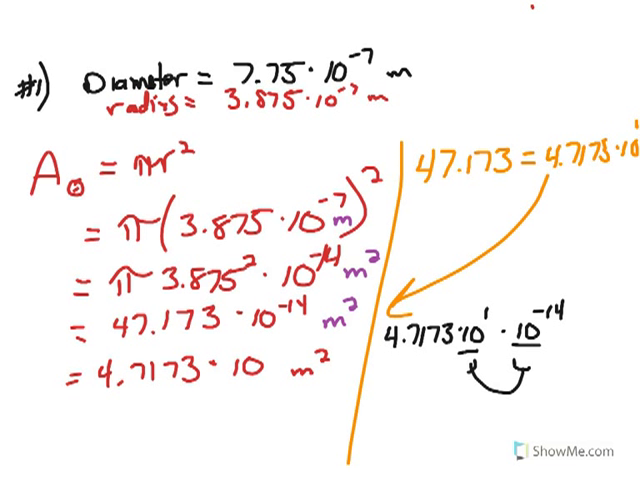When you multiply 10 times 10, you add the exponents. 1 plus a negative 14 is negative 13. So that is the approximate area of this red blood cell.